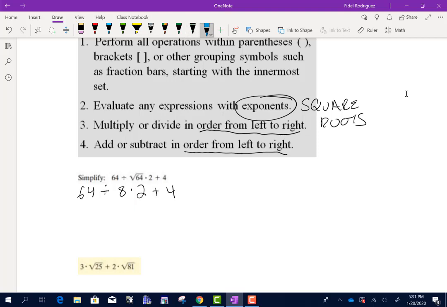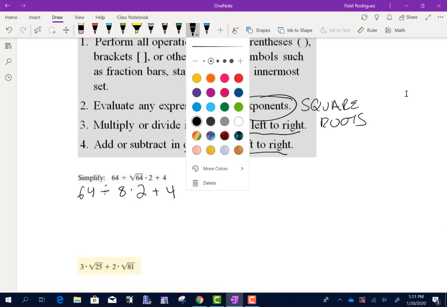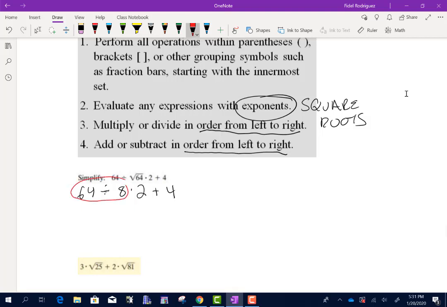Well, the first thing that I see here, let me grab a different color. Here we go. The first thing that I see here is division. So let's do that. 64 divided by 8 is 8, times 2 plus 4. Then we're going to multiply. 8 times 2 is 16. And finally, 16 plus 4 leaves us with 20.